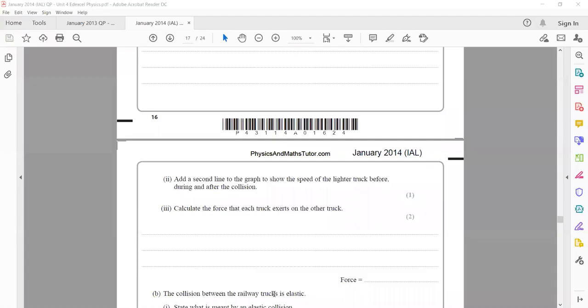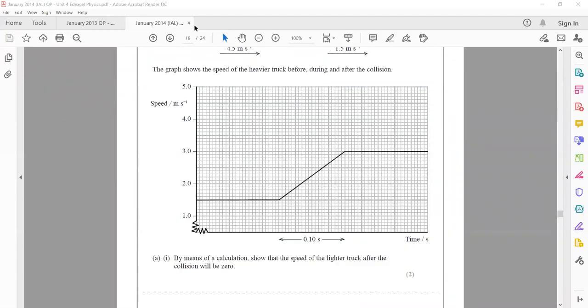So we have to draw a graph to show how the momentum changes. Basically how the speed changes, not the momentum. Originally it was 4.5 and then it changes to 0 in the same time interval, and it will remain 0.